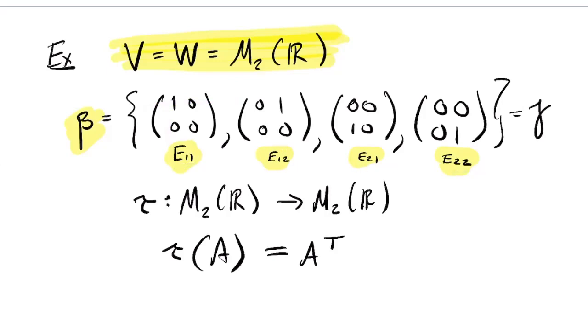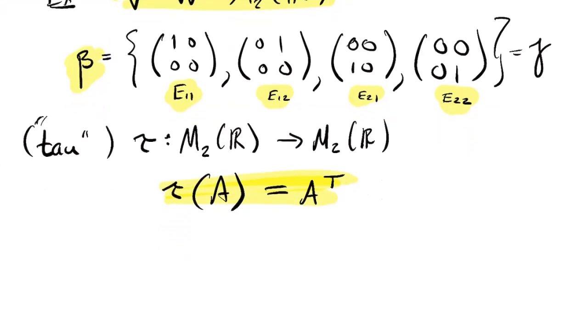And my function, tau, is that Greek letter. If you don't already know it, this is the Greek letter tau. Just a temporary name. Tau of a matrix is its transpose. Okay, I'd like to find the matrix for tau in this basis beta, which I'll just write once because the codomain and domain are the same space and I'm using the same basis.